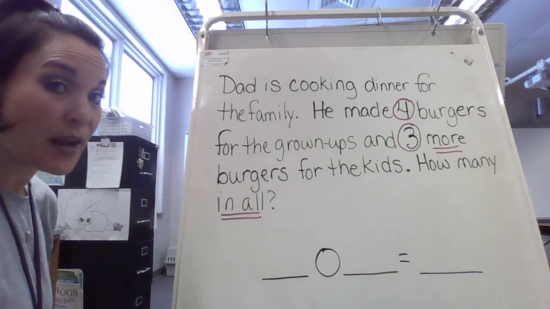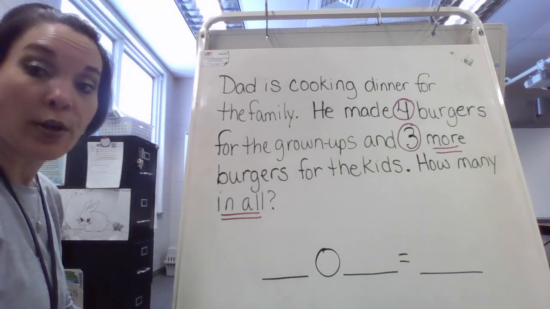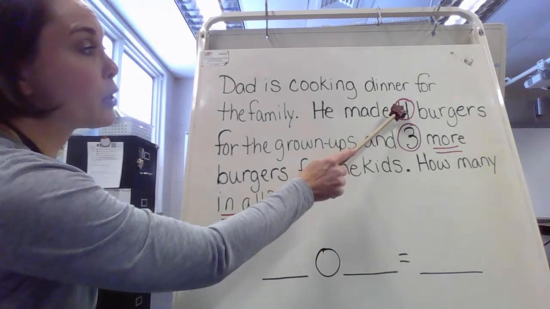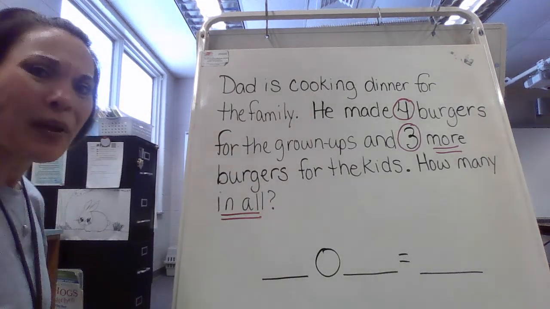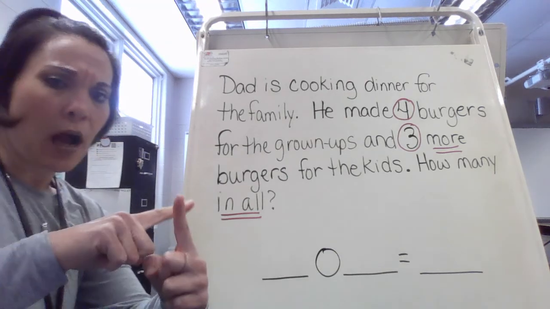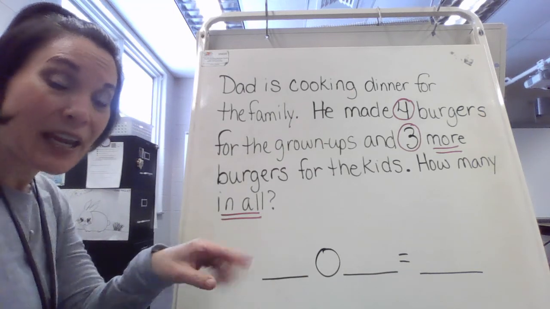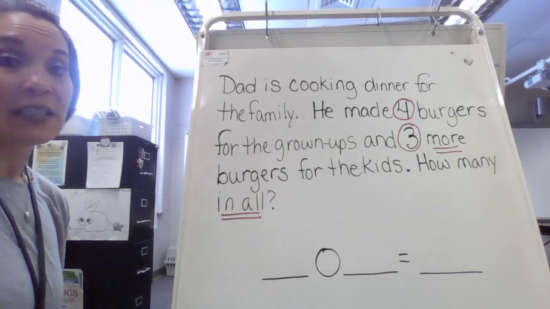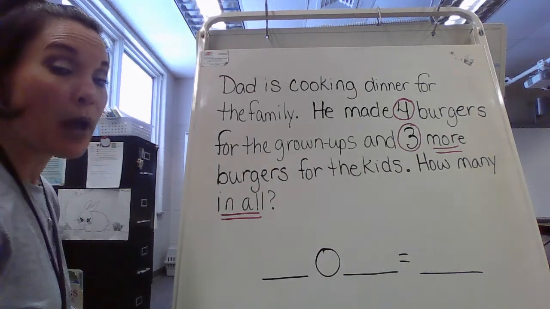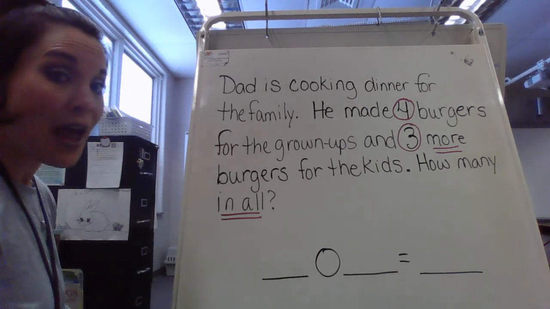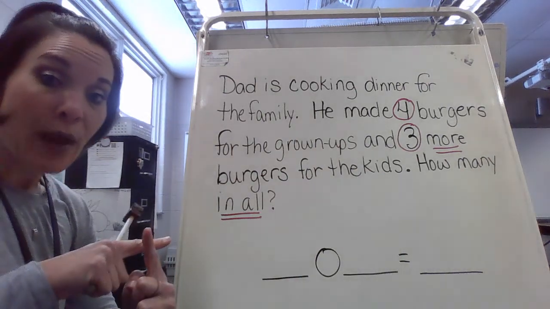Okay, so we kind of know what's going on now with Dad, that he's cooking and making burgers for the family. We have to see how many burgers he made in all. Let's talk about our numbers that we have circled. Our important numbers are 4 and 3, that we're going to put in our number sentence. But now we have to figure out, are we going to be doing a plus sign and counting everything together, or a minus sign where some are going away? Let's take a look at our underlined words. We have more again. Remember, in our last problem, Evan gave her more, so we had to do a plus.